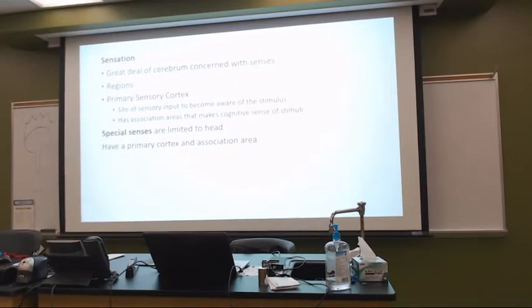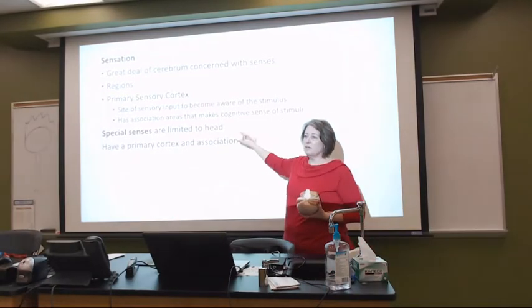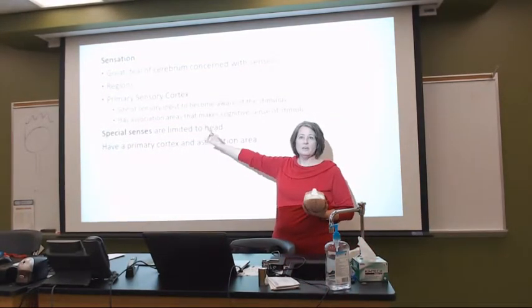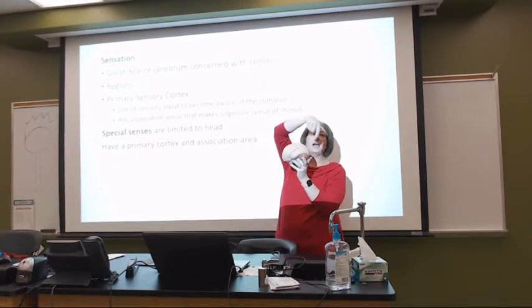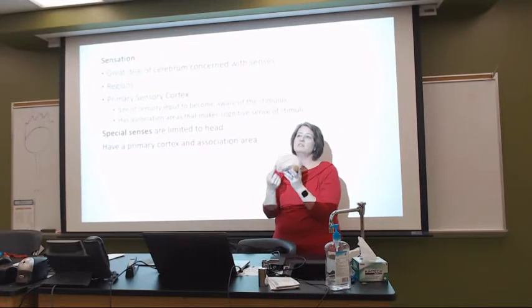Then my special senses: sight, smell, taste, sound, equilibrium. These are all limited to any type of input being strictly from areas of the head. It's going to be information coming in based on nerves that are here, okay? Special senses are going to have an area of the cortex, the cerebrum. They're going to have an area that will be primary to their sensation.